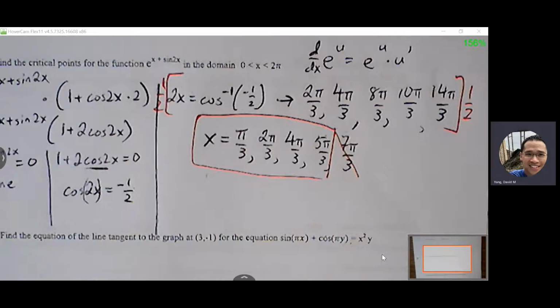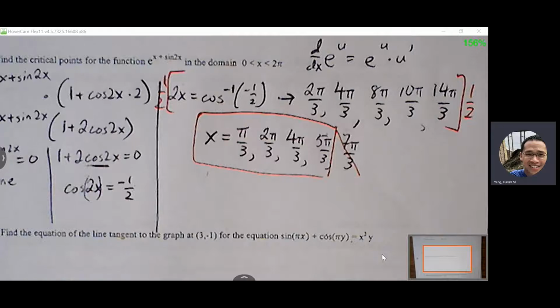Okay, number 4, find the equation of the tangent line to our equation: sine pi x plus cosine pi y equals x squared y. So to find the equation of the tangent line, we have our ordered pair. We're going to find the derivative, and then from the derivative, we can evaluate the derivative at a point to get the slope, and then we'll put it into point-slope form.